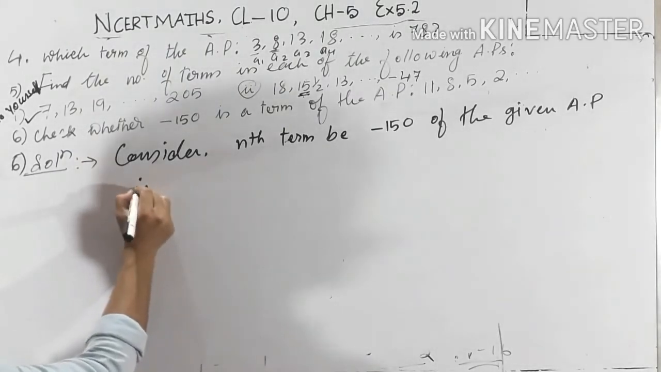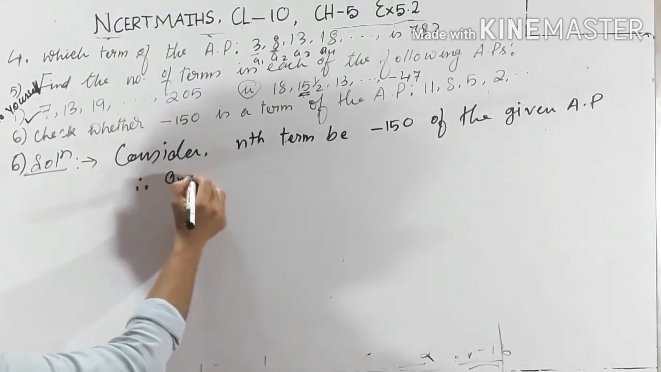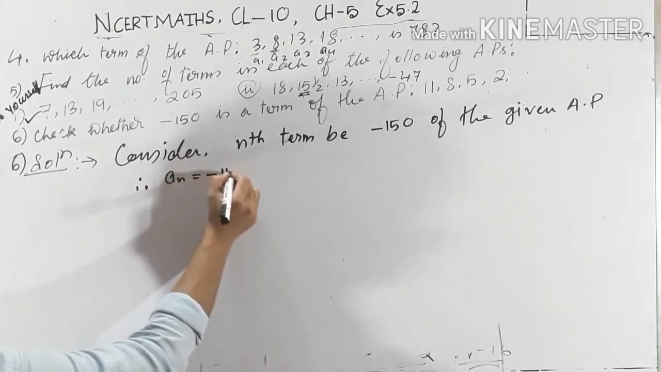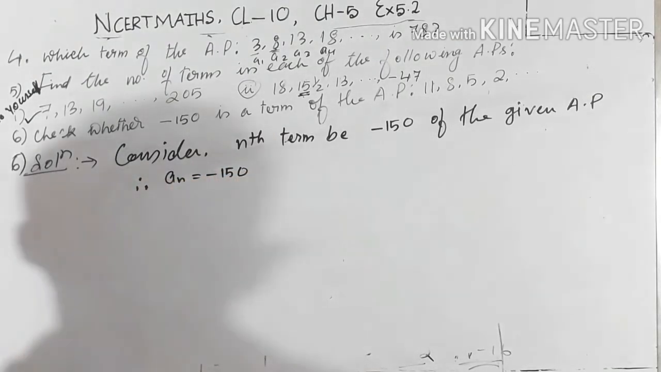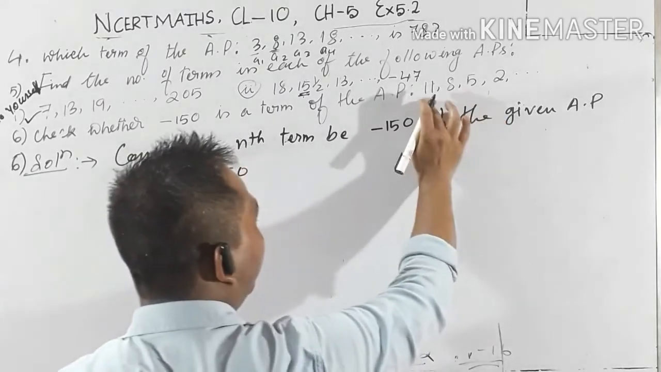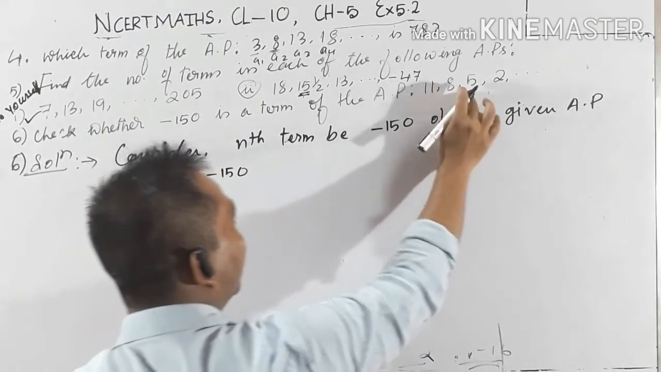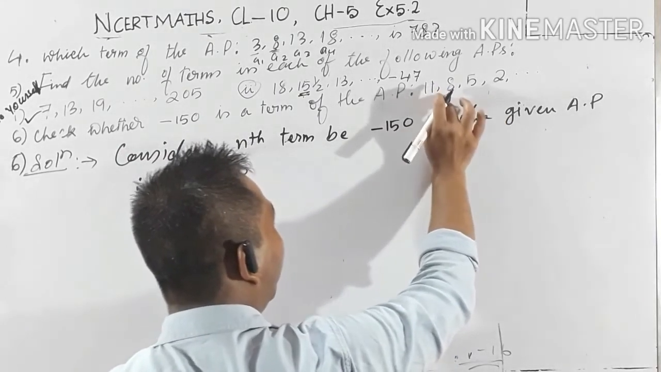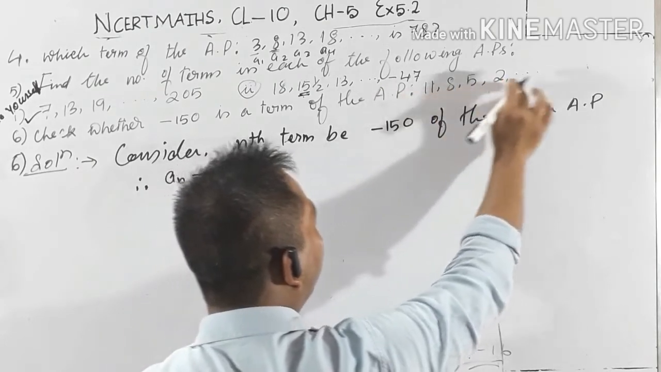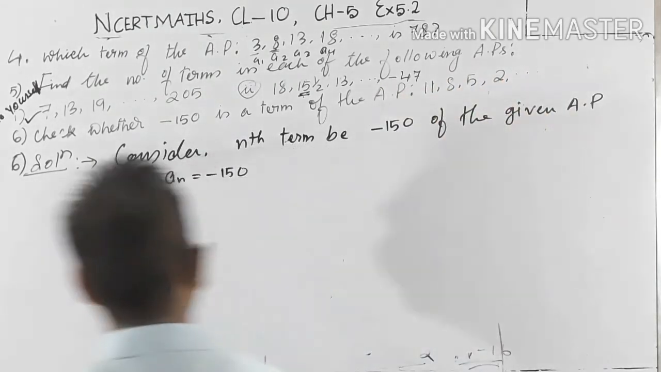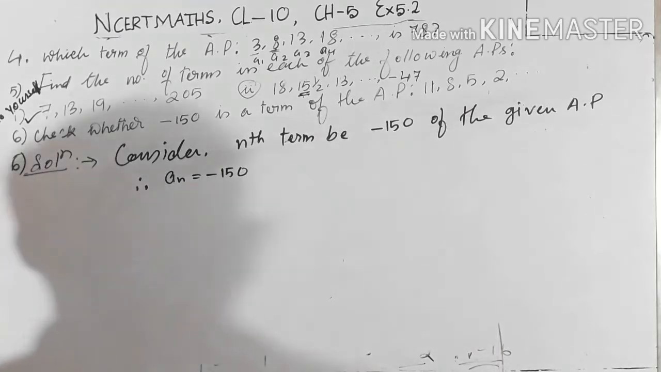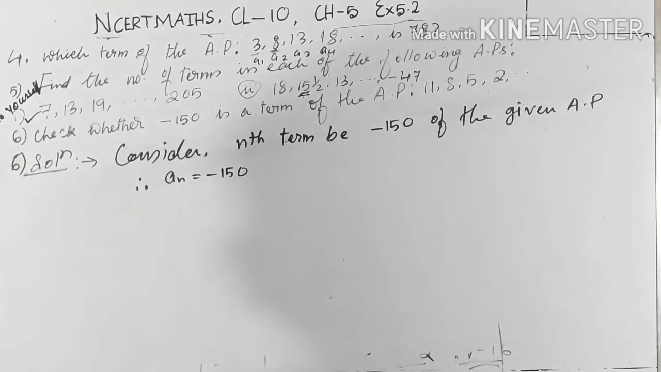Therefore, an equals what? That is minus 150. Because it is decreasing. Yes or no? It is a sequence of what? Descending order. It is an AP of decreasing order. Right? Decreasing, descending order, I mean. Decreasing order or descending order, the same thing.